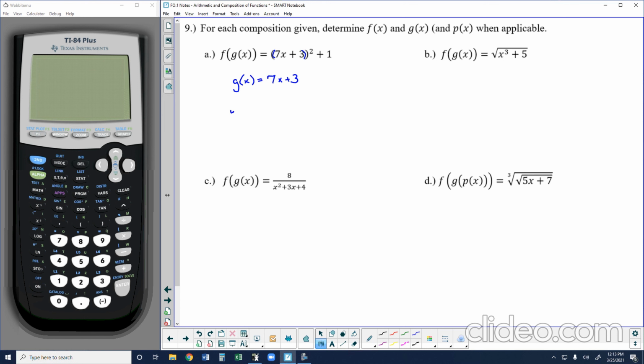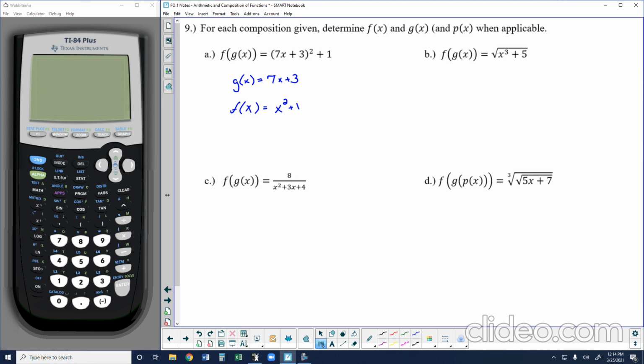Now what that allows me to do is to determine what f of x would be prior to the substitution. Remember that in function composition or substitution, if g of x is being substituted into f of x, 7x plus 3 is replacing an x value. So that means f of x originally would have been x squared plus 1. And so this is one option of what this function composition could have been.